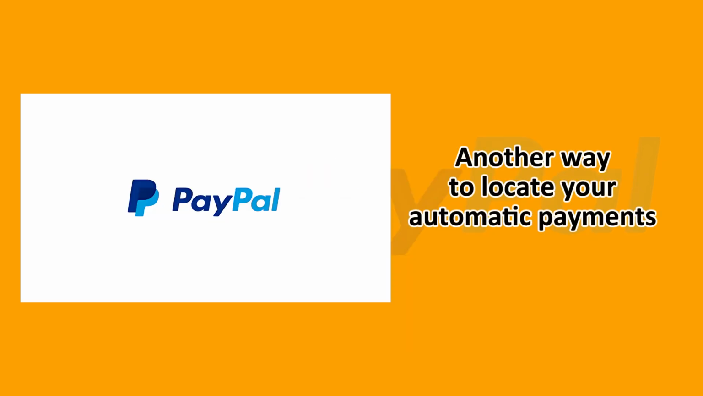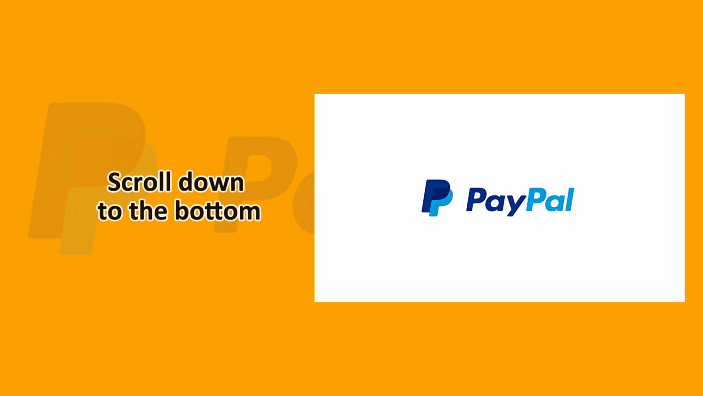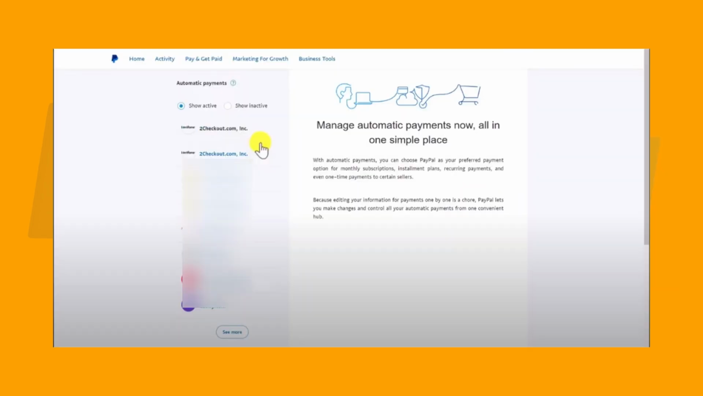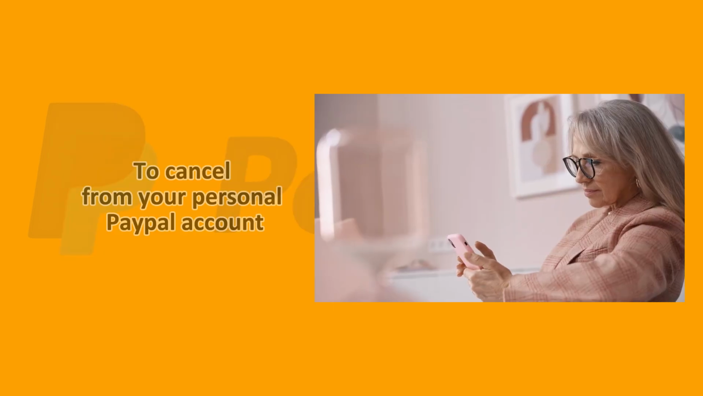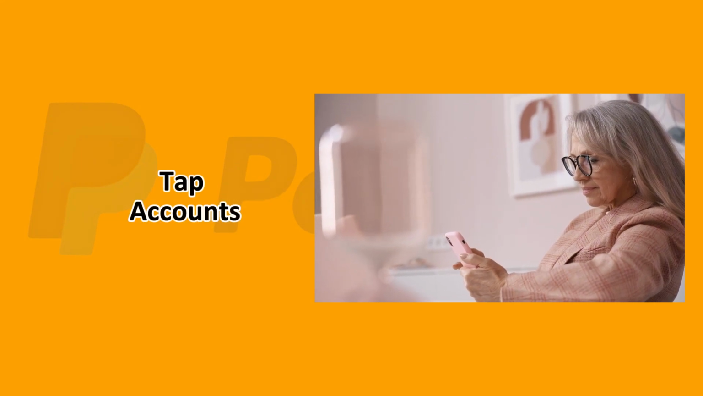Another way to locate your automatic payment from the homepage is to go to Settings or Account Settings and then click on Money Banks and Cards. Then scroll down to the bottom and you'll see all your pre-approved payments. Click on the Manage Pre-approved Payments and it will take you to the previous page where you can cancel the subscription of your choice.